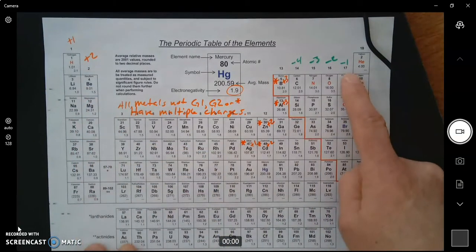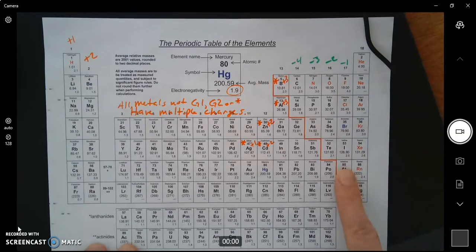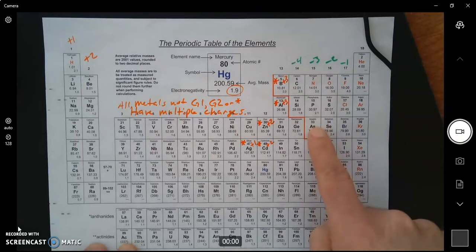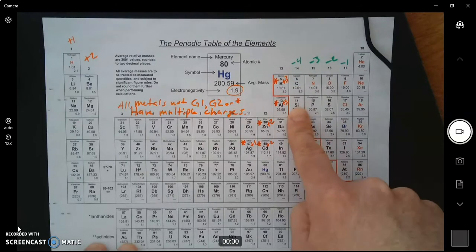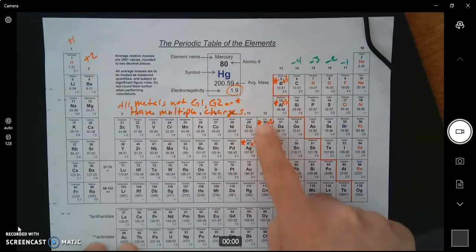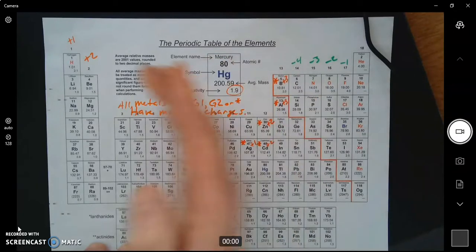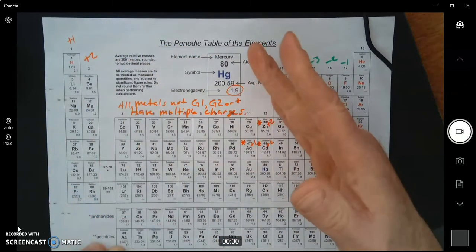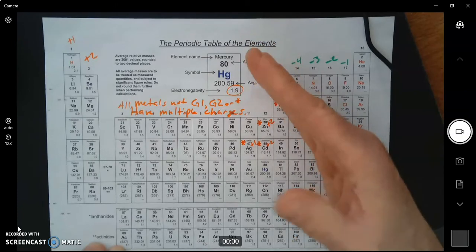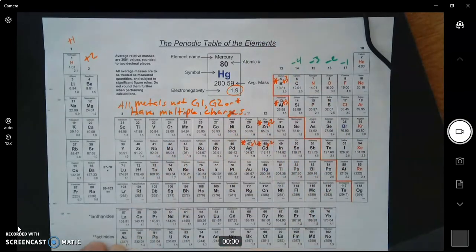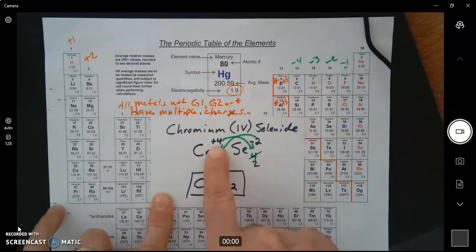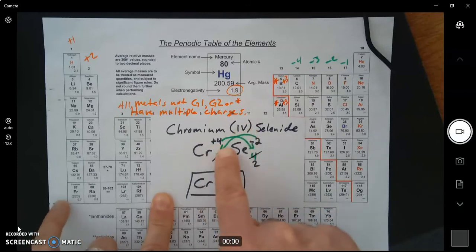Everything in group 17 that's to the right of the staircase, they're all -1. Everything in group 16, they're all -2, -3 for group 15, -4 for carbon and silicon. You have these 5 specials, right? Silver 1, cadmium and zinc 2, aluminum and boron 3 all the time. Everything else from group 3 beyond group 2 over to the staircase has multiple charges, so they need Roman numerals. The Roman numeral is the charge of the metal. Chromium IV, +4 charge. If that was chromium VI, that would be +6.